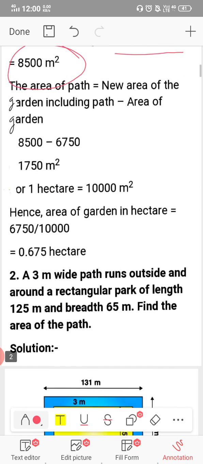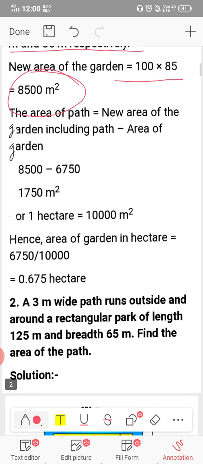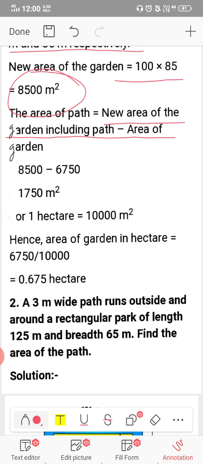So here we will subtract the area of the smaller rectangle from the bigger. So this is 8500 minus 6750, and it will be equal to 1750 meters square. Now we have to convert it into hectares.